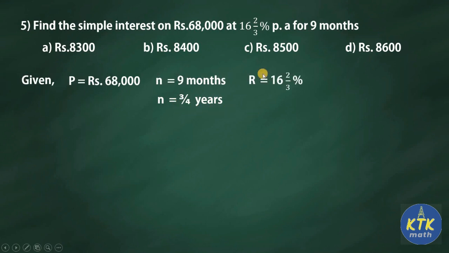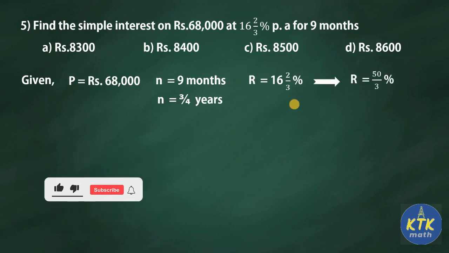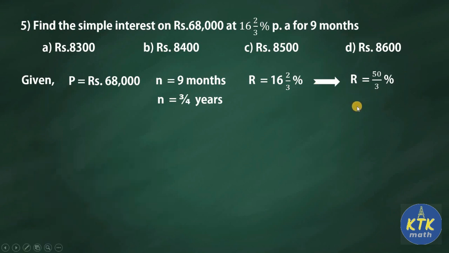Then R is given as a mixed fraction, 16 2 by 3 percentage. Here itself you can directly convert it into an improper fraction. So 50 by 3 percentage. Before substituting in the formula, it's better to convert the mixed fraction into an improper fraction. 3 16s are 48, 48 plus 2 is 50. So 50 by 3 percentage. So now we have all the values: P value, n value, r value.